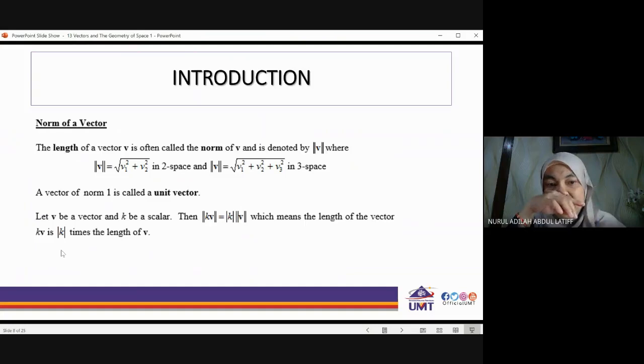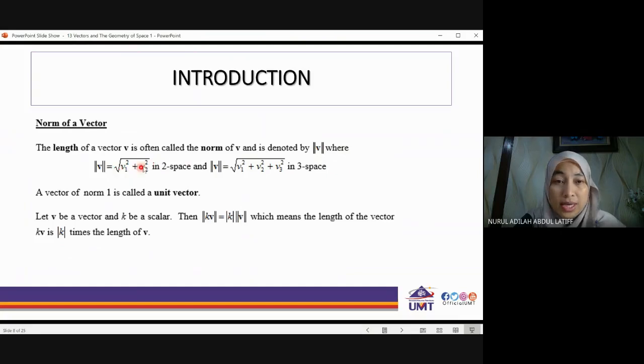Okay. The norm of a vector. So the length of a vector V is often called the norm of V and is denoted by, what is it called, magnitude of V, alright, where the magnitude of V is equal to the square root of V1 squared plus V2 squared in 2 space, and V1 squared plus V2 squared plus V3 squared in 3 space.